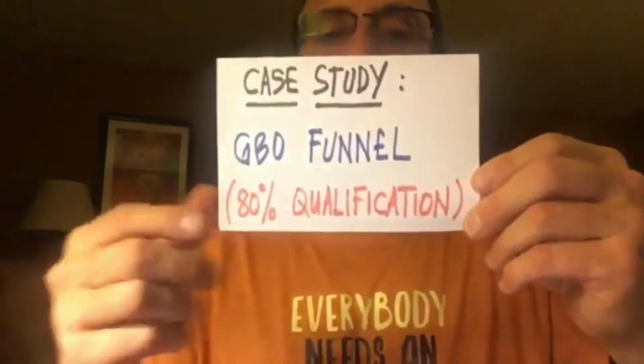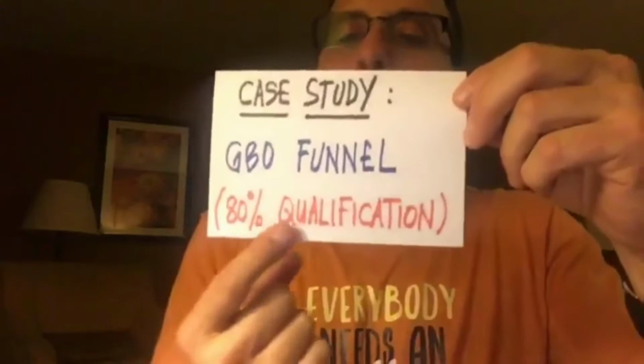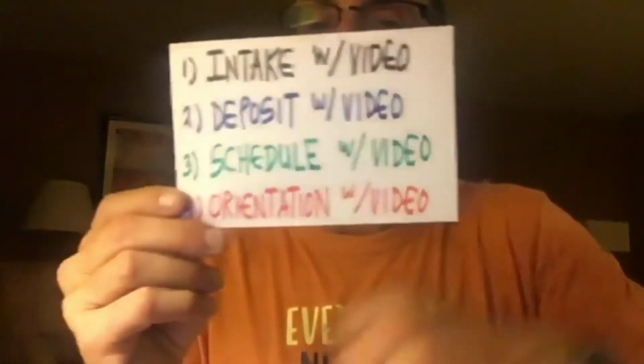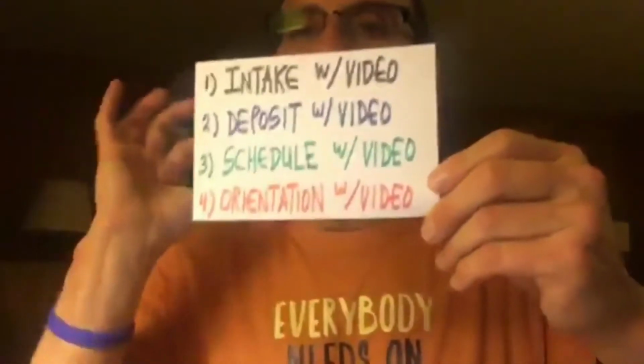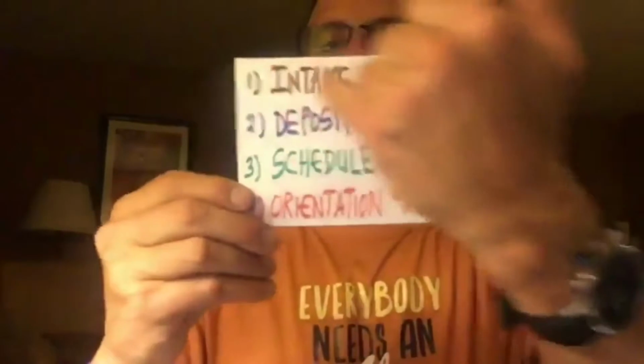GBO funnel. GBO stands for Guerrilla Business Online. Now, 80% of the GBO funnel is non-human interaction. It is all about pre-qualification. So here's the way the GBO funnel works. Number 1, it starts with an intake. There's a video and there's an intake, just like you would go into a dental or a medical office, right? Chiropractic office. There's an intake, okay? So there's the first step of an intake.